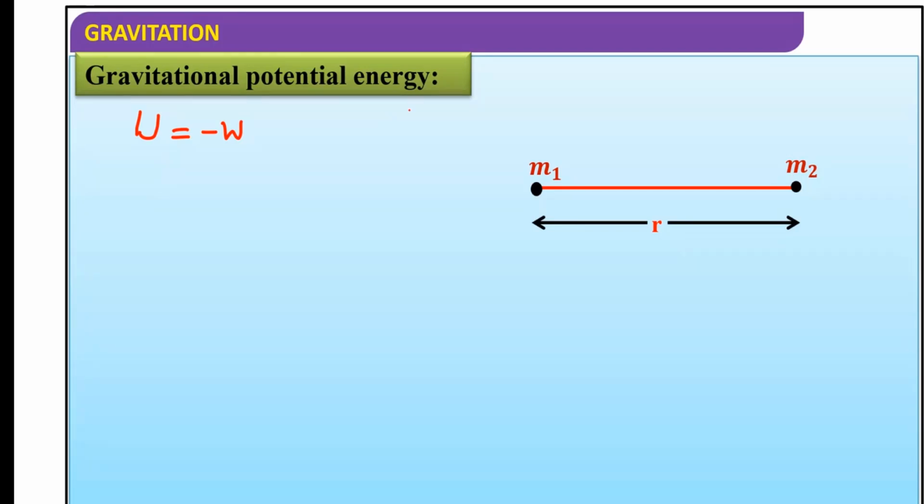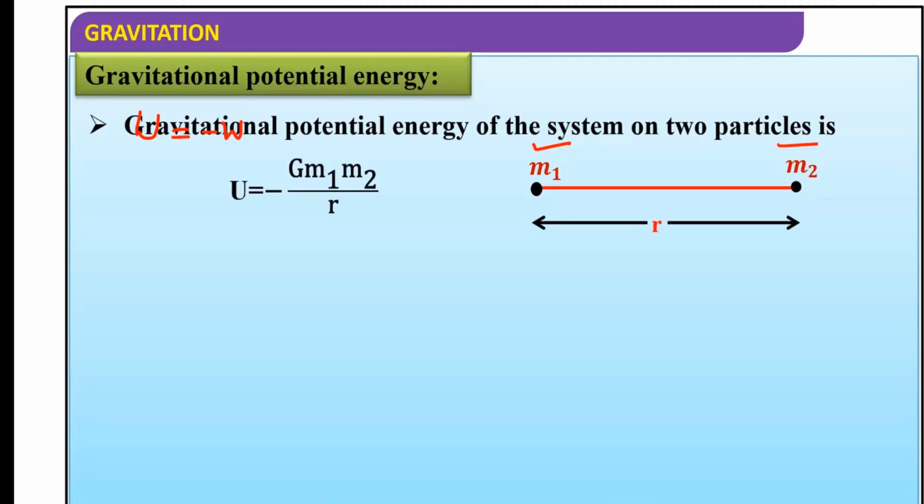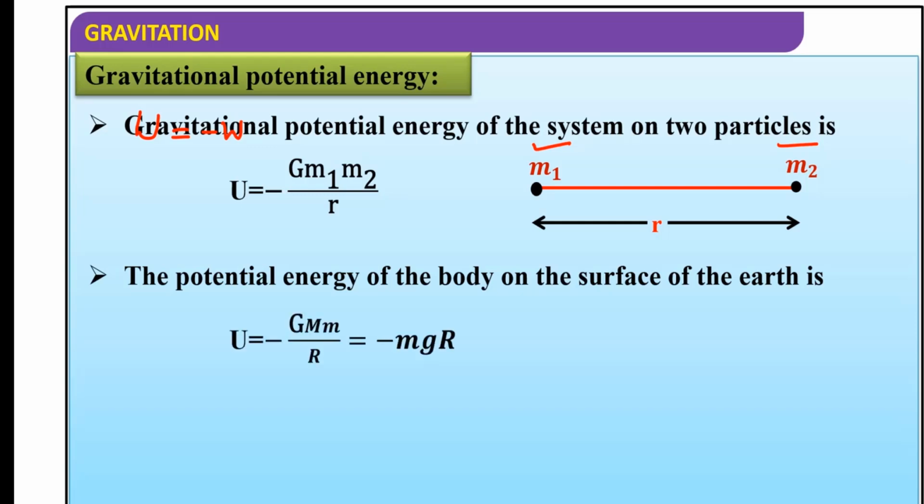Okay, so that is gravitational potential energy. In simple language, you can say it is the amount of work done to assemble the system of particles. Let's take an example. Two objects are there having masses m1 and m2. The distance between them is r. So if I want to write the expression of gravitational potential energy, it will be minus G m1 m2 upon r. Okay, that is gravitational potential energy for a two particle system.